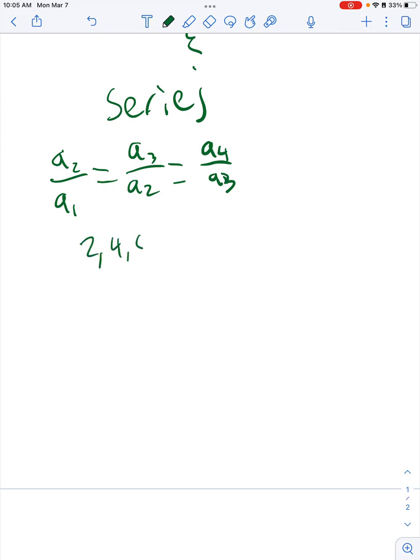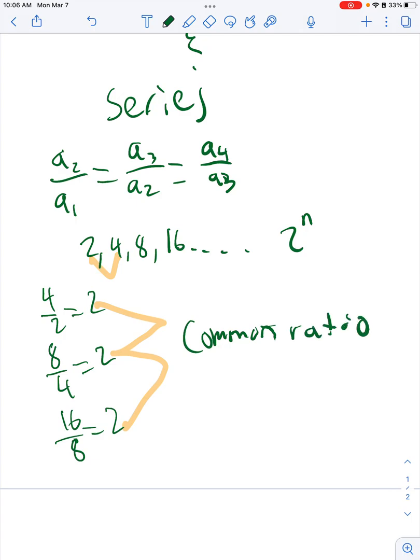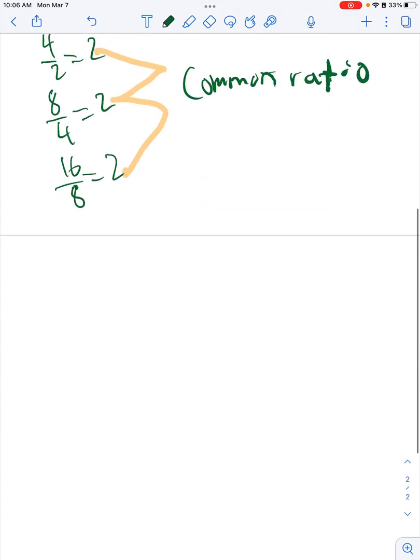For example, if we took the sequence 2, 4, 8, 16, all the way down, this is again 2 to the nth power. This is geometric because 4 divided by 2 is 2, 8 divided by 4 is 2, 16 divided by 8 is 2. When they divide by the same number, we call this the common ratio. So for geometric sequences and series, this is the common ratio.